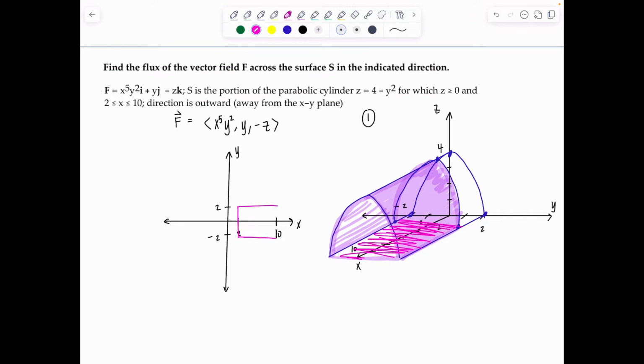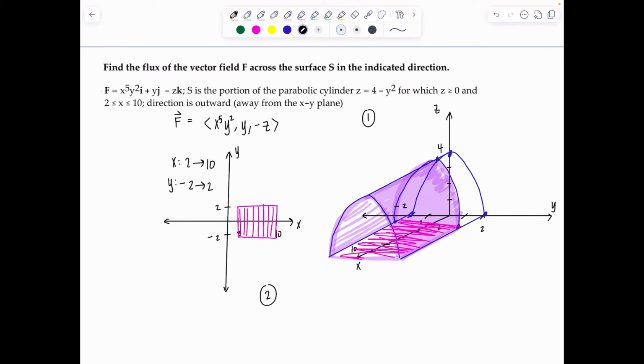If we're going to integrate over the XY plane, then when I find f dot n, it better only involve x's and y's. Okay, perfect. So let's just write down x is going to go from 2 to 10 and y from -2 to 2. Perfect.